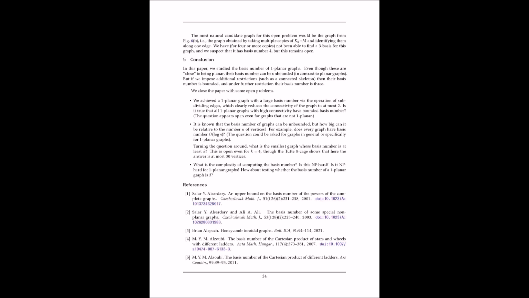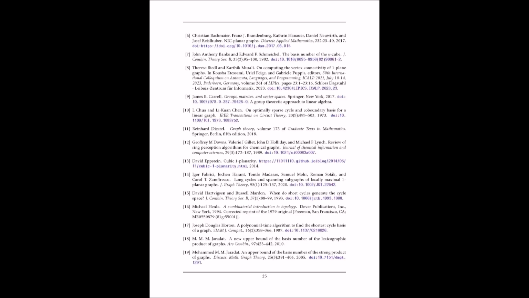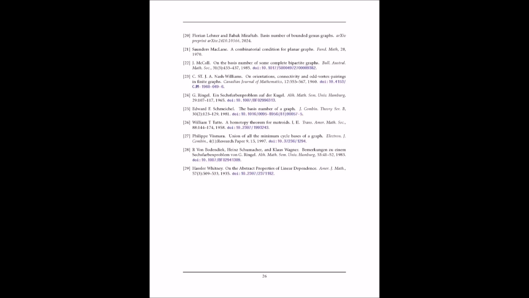Okay, that's pretty ingenious. It's like we're taking this complex one planar graph with a disconnected skeleton, breaking it down into manageable pieces using the auxiliary graph, and then putting the pieces back together in a clever way to get a handle on its basis number. Exactly. It's a testament to the power of graph transformations and how they can reveal hidden structures and properties.